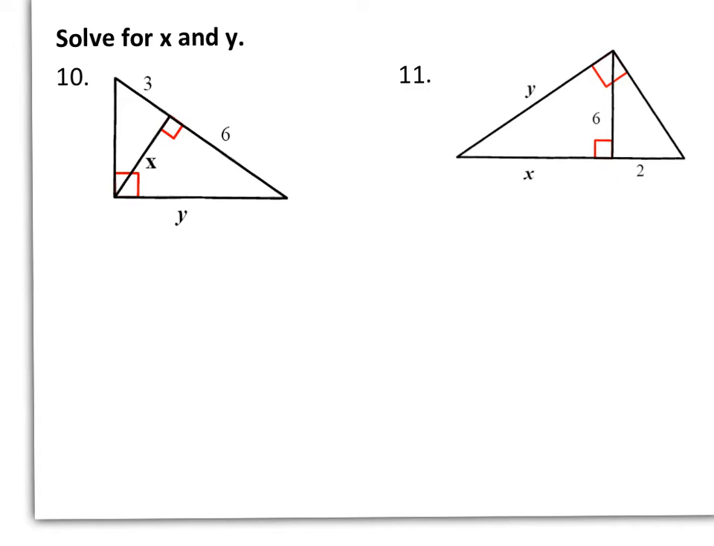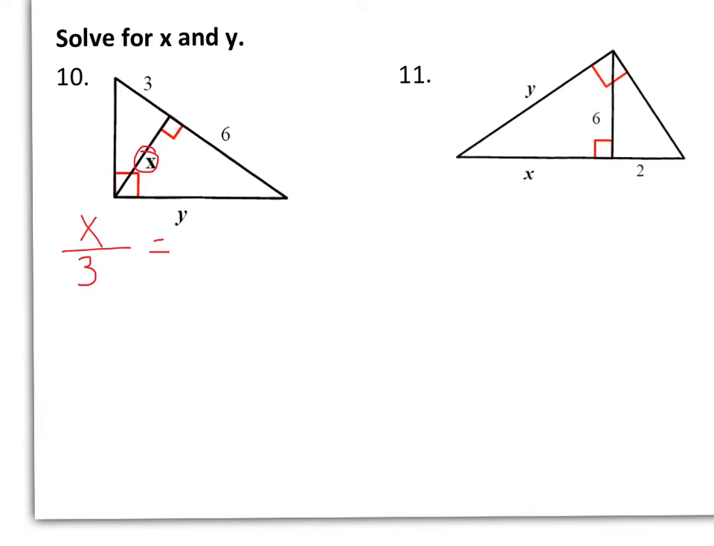Okay, in 10 and 11, we are going to solve for X and Y. So in number 10, let's first look to solve for X. So X is part of our small triangle from the left and our medium triangle on the right. So I'm going to start with a proportion, just putting X. So X is the long side in my small triangle. 3 is my shorter side in my small triangle.